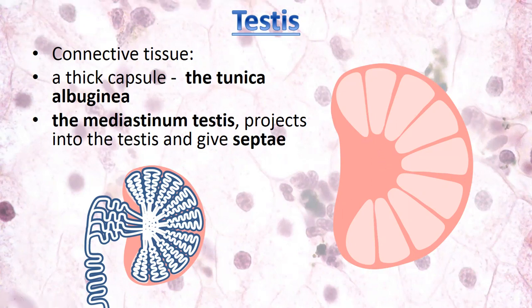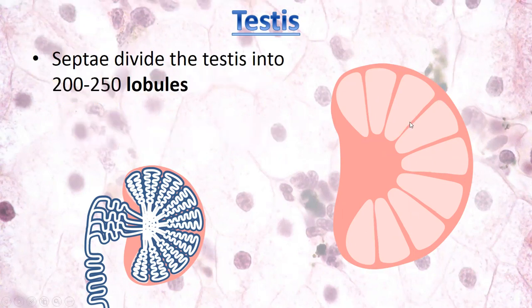There are also special regions formed by loose fibrous connective tissue. They are softer and are called lobules. The septa divide the testis into 200 to 250 lobules. Here we can see the lobules, which have a pyramidal or triangular shape and are separated from each other by the septa.